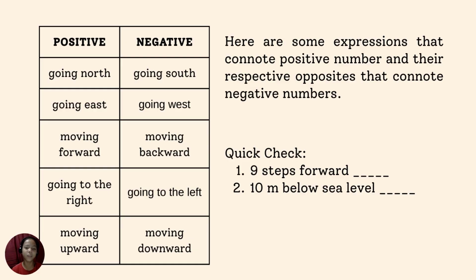Let's answer the question. Quick check. Number 1, 9 steps forward. Forward is positive. The answer is positive 9. Number 2, 10 meters below sea level. Below is negative. The answer is negative 10.